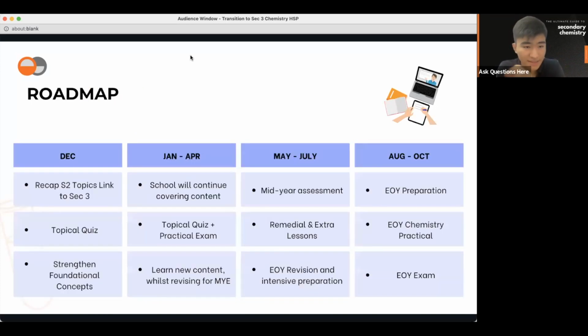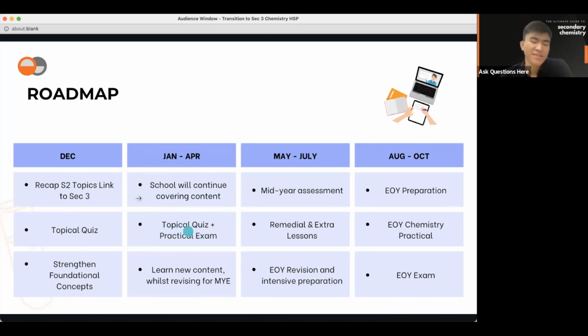Let me show you what I mean by this. You see over here in the roadmap, in December, some schools start to recap the Sec 2 topics and link them to Sec 3, and then they talk about topical quizzes and strengthen your foundational concepts. From January to April, the school will continue to cover new topics, things that you haven't learned before, and it is sometimes very difficult for you to grasp the concepts. There will also be topical quizzes to help you master some of the concepts.